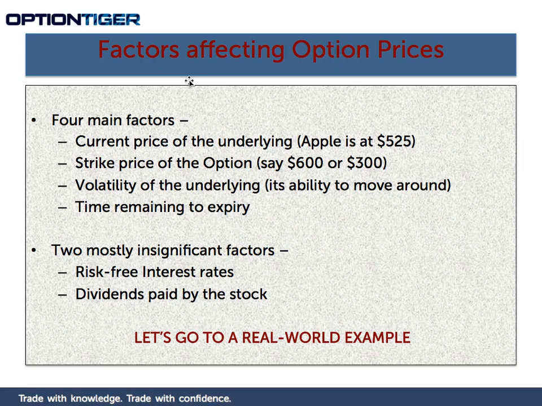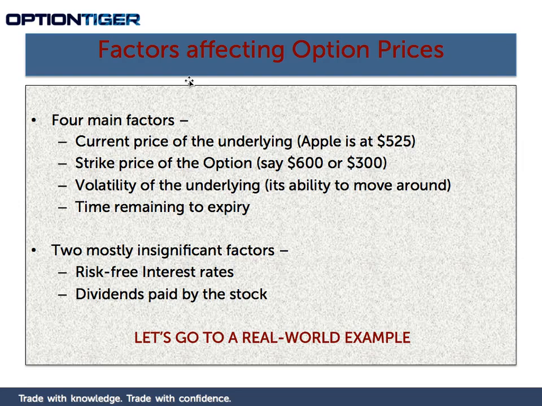Okay, let's move on and look at what are the factors that might affect option prices. So imagine you have Apple that's trading at $500 or $525, somewhere. That's its current trading price. And then you have the strike price of an option, say it's at either $600 or $300, it could be any price. If you have Apple trading at $525 and you wanted the right to buy Apple at $600, what do you think are some of the factors that could influence the pricing of the option?